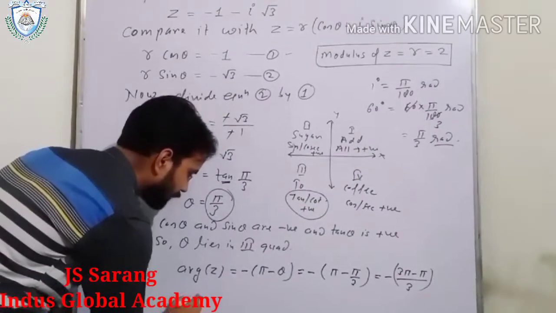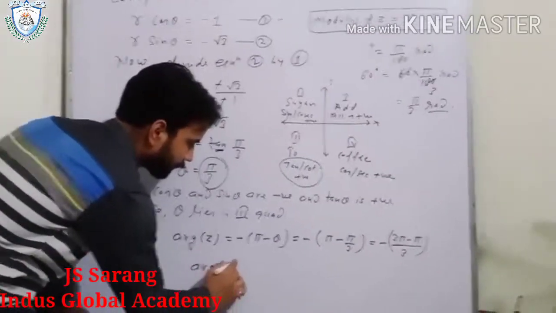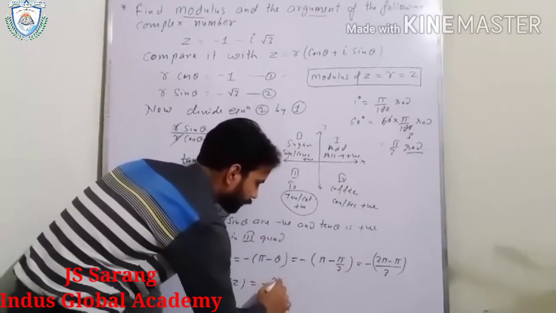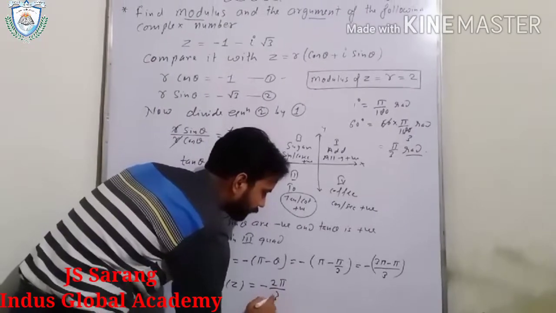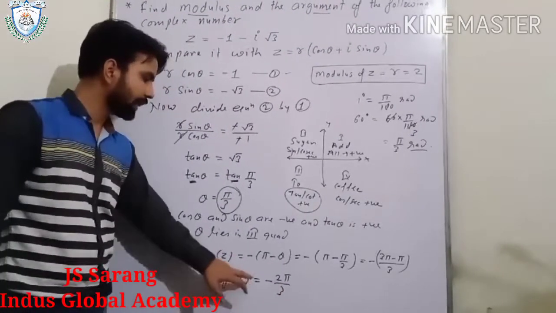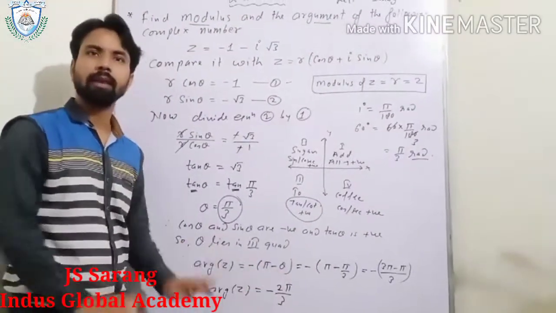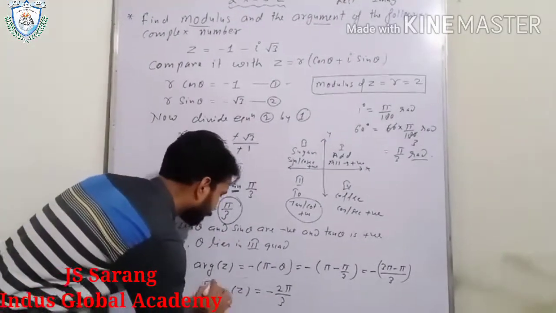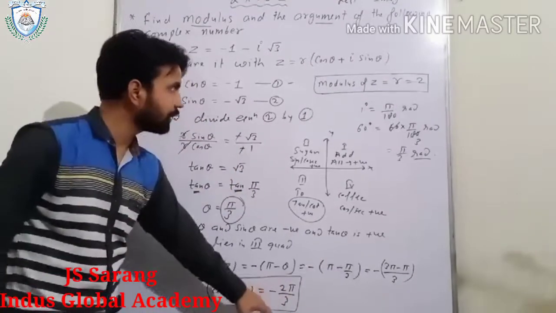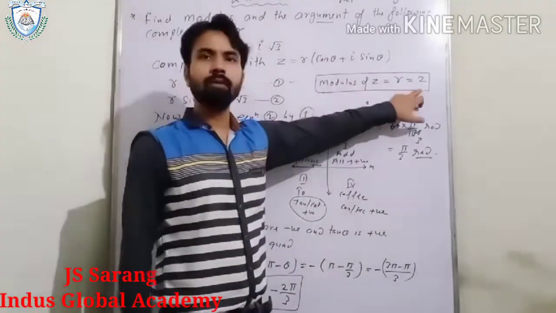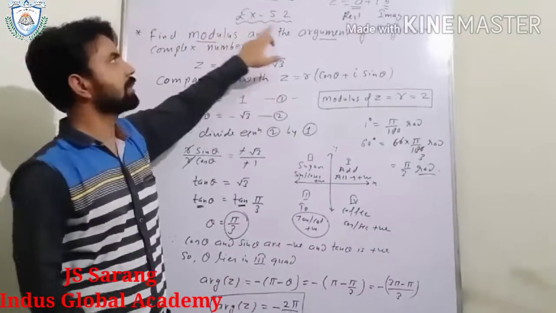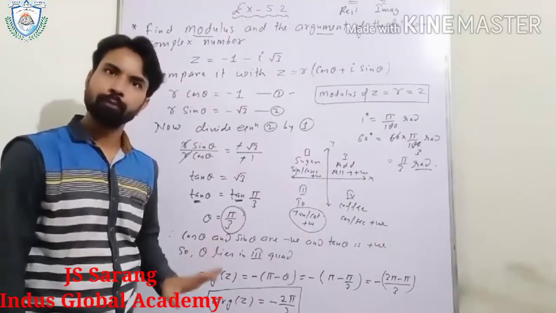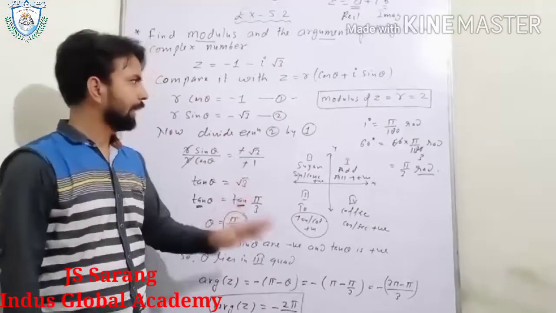So the argument of z equals minus, 3 pi minus pi is how much? 2 pi upon 3. So the argument of z equals minus 2 pi by 3. This is our final answer. The argument of z is minus 2 pi by 3 and the modulus of z equals 2. The question is asking about modulus and argument. So modulus is 2 and argument is minus 2 pi by 3. Clear? Understood?